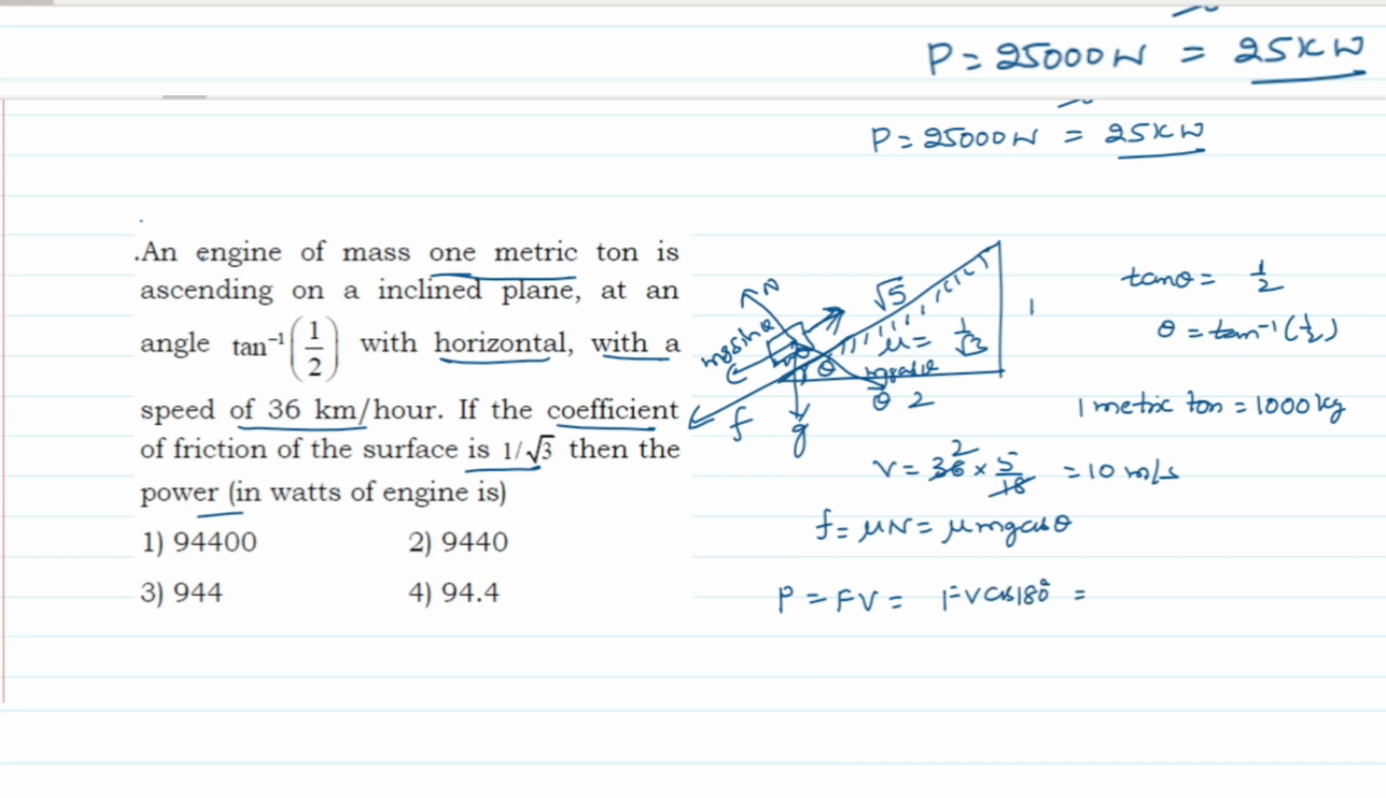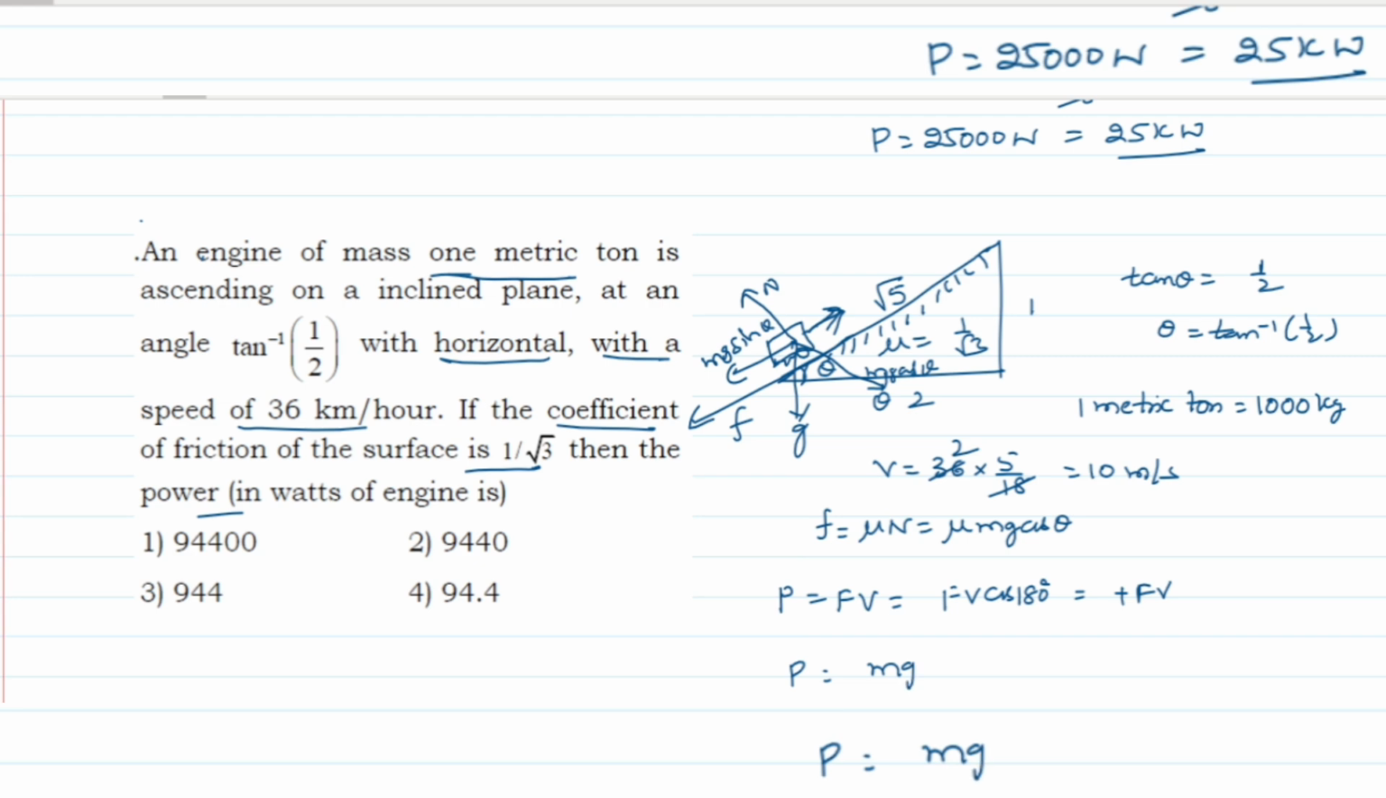Cos 180 is nothing but minus, so we will be getting minus F into V. But here both will be acting in opposite direction. Here mg sin theta as well as these two, so you have to take minus into minus, plus. So P equal to, here you just calculate the net force value.